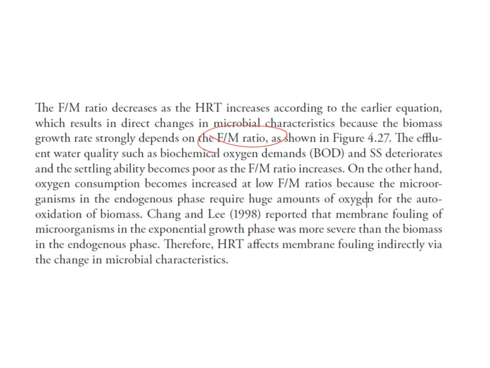The effluent water quality such as BOD and SS deteriorates, and the settling ability becomes poor as the F/M ratio increases. On the other hand, the oxygen consumption increases at low F/M ratios because the microorganisms in the endogenous phase require a huge amount of oxygen for the auto-oxidation of biomass. So the HRT affects membrane fouling indirectly by changing these microbial characteristics.